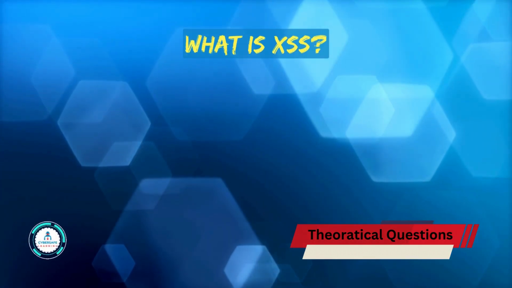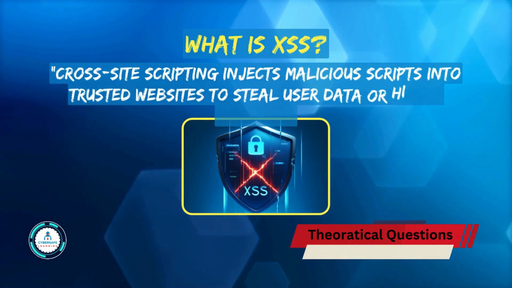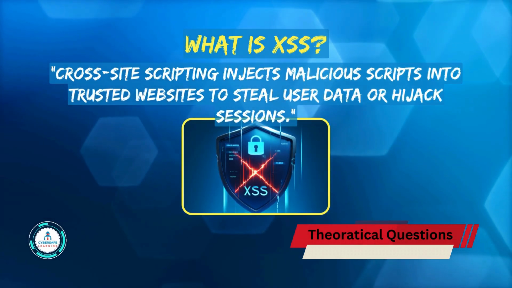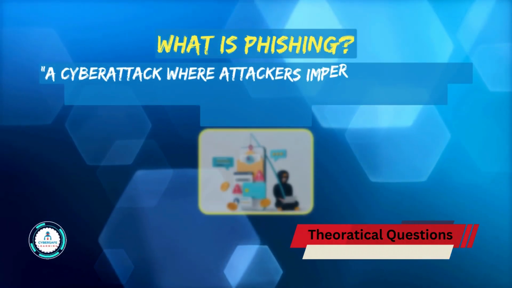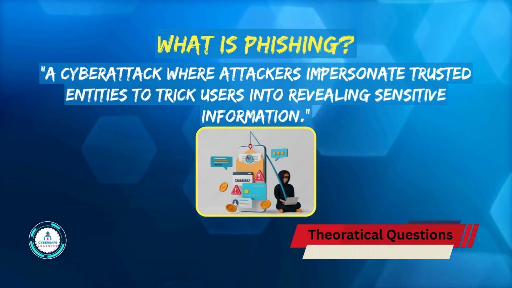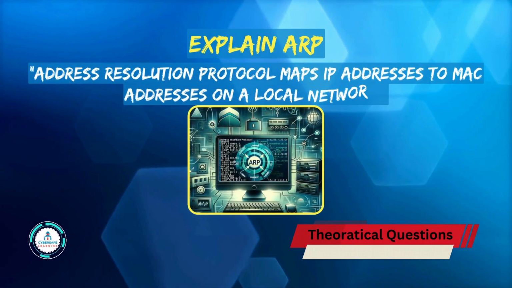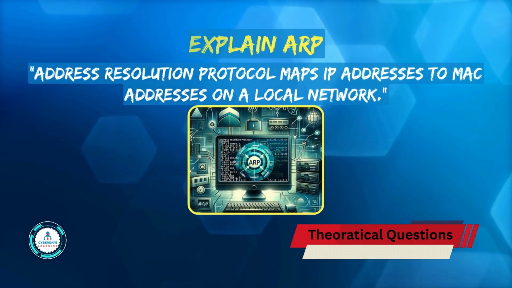What is XSS? Cross-site scripting injects malicious scripts into trusted websites to steal user data or hijack sessions. What is phishing? A cyberattack where attackers impersonate trusted entities to trick users into revealing sensitive information. Explain ARP. Address Resolution Protocol maps IP addresses to MAC addresses on a local network.